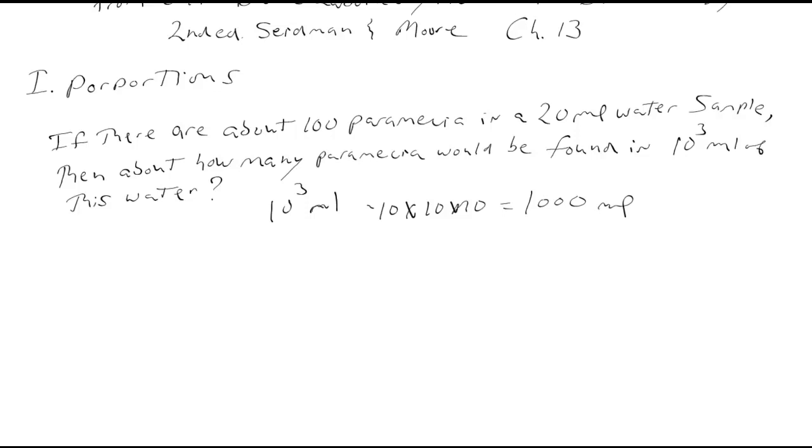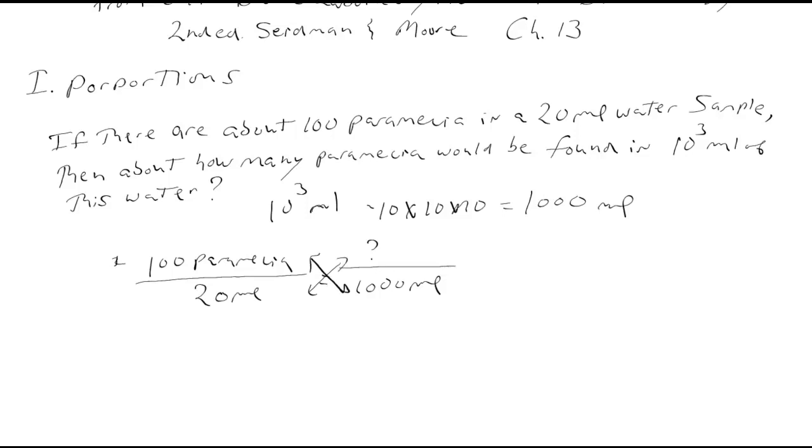So strategy one is the proportional method, where we can say 100 paramecia in 20 mLs is proportional to how many paramecia in 1,000 milliliters. So we have this proportional setup. Remember, to solve it, we can cross multiply, right?